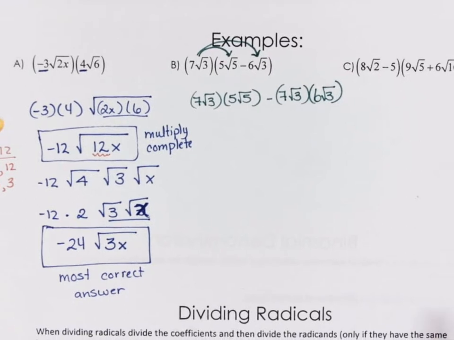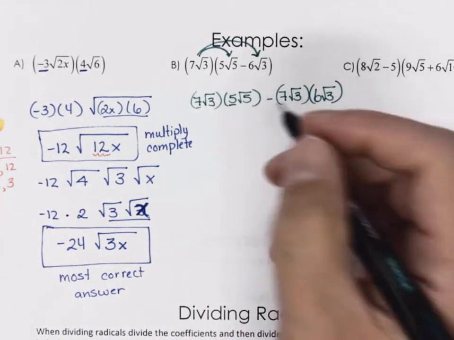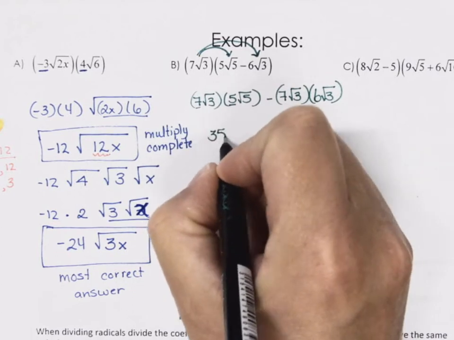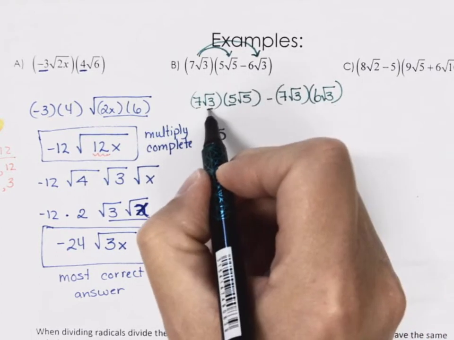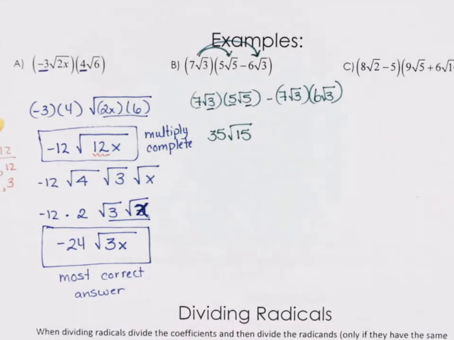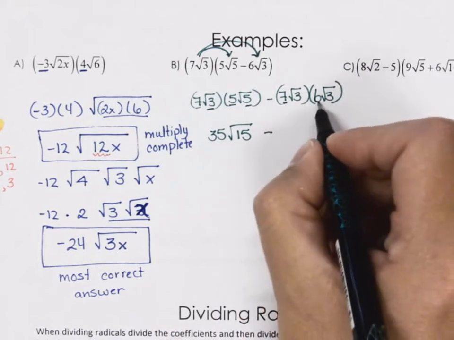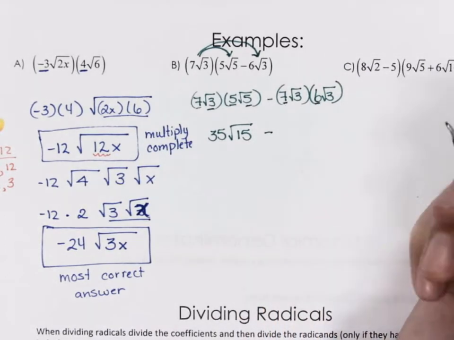Okay, so let's do this first one. So we're going to multiply the coefficients. 7 times 5. 35, folks, 35. And then 3 times 5, so that's going to be root 15. And then we're going to say subtract, what's 7 times 6? 42.